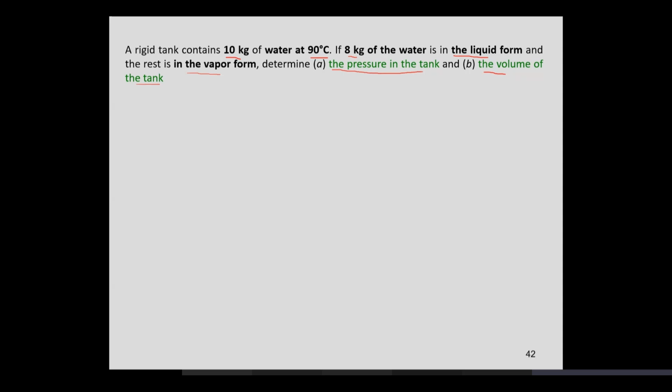Look here. The example says that you have 8 kg of the water in liquid form and the rest is in the vapor form. So what does it tell you about the state of your system? If liquid and vapor are coexisting, what does it tell you about the state of the system?